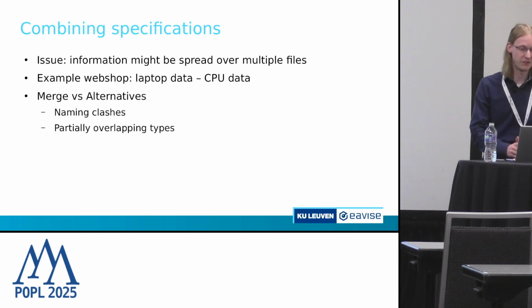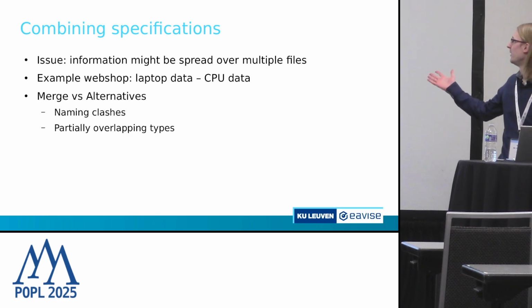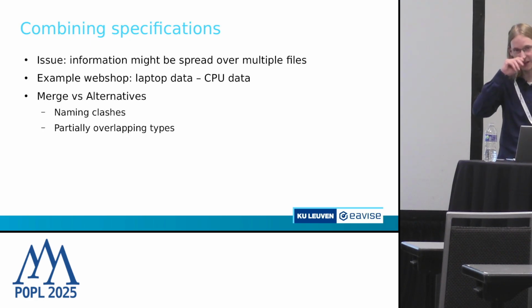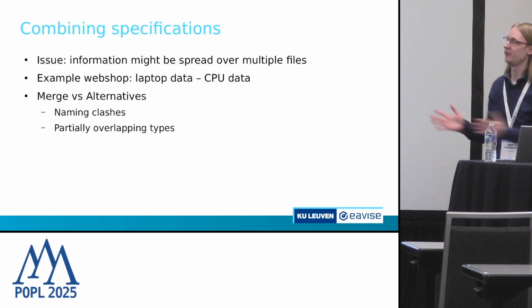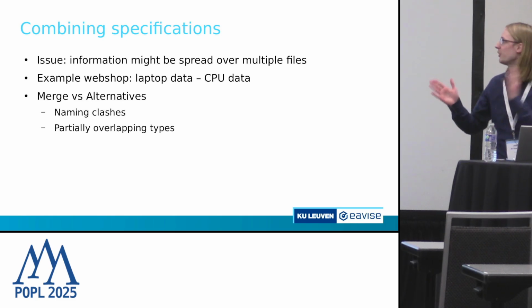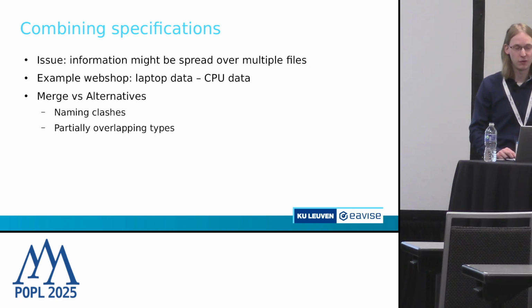OK, so the first, merging specifications. Our laptop demo actually had two files. There's laptop data and there's the CPU data. If we want to merge these, again, we have an issue of partially overlapping types, possibly. Like there could be CPUs in the one file that are not in the other. Actually, we can use the same solution as if the same type had occurred in multiple columns. We can just create a supertype. This is the default way of dealing with that.